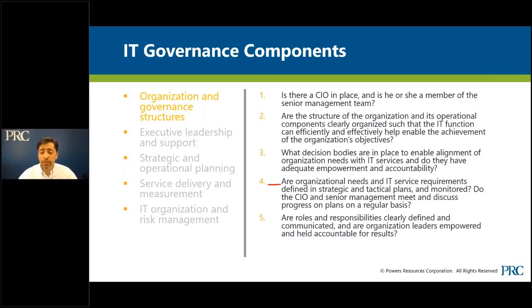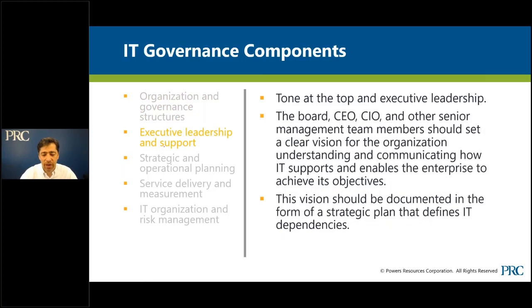Are organizational needs and IT service requirements defined in strategic and tactical plans and monitored? Do the CIO and senior management meet and discuss progress on plans on a regular basis? And are roles and responsibilities clearly defined and communicated? And are the organizational leaders empowered and held accountable for the results? So with respect to organization governance structures, we would assess those 5 major areas about the overall governance and the IT governance and the overall structure within the organization. Do we have the right people in the right place at the right level, talking together, having sufficient authority, having sufficient responsibilities, and these responsibilities are being monitored at a regular level.